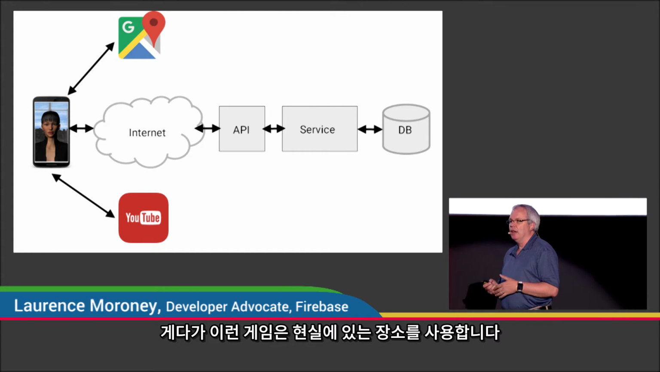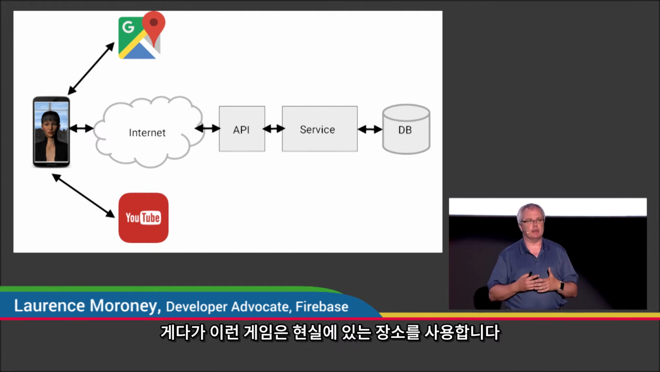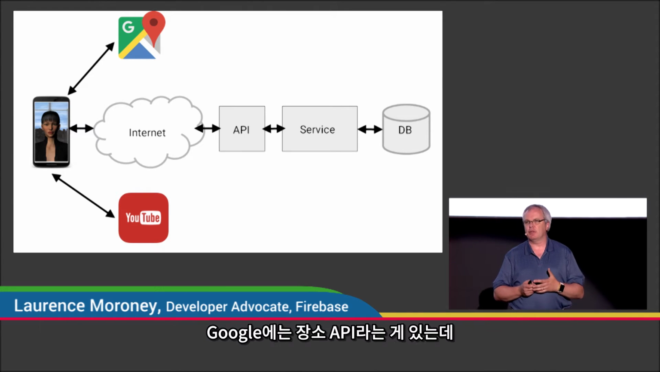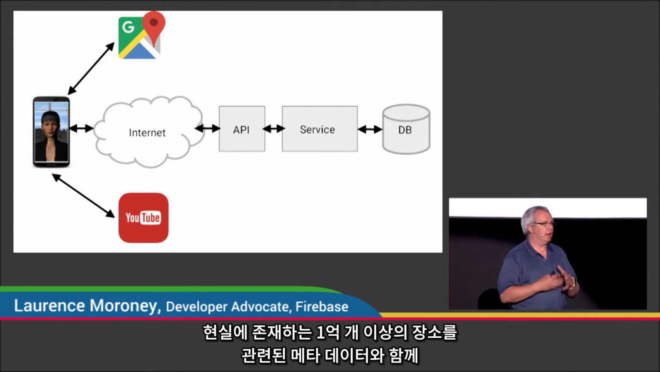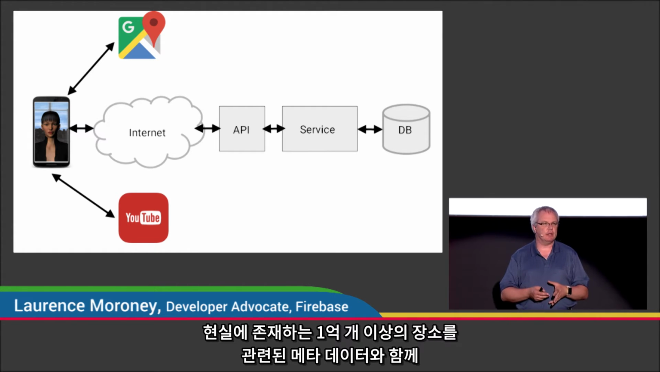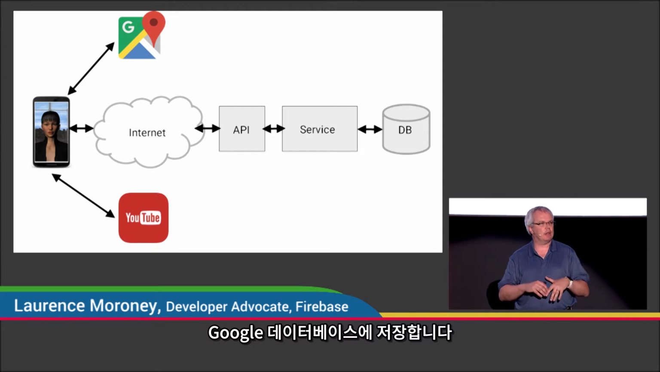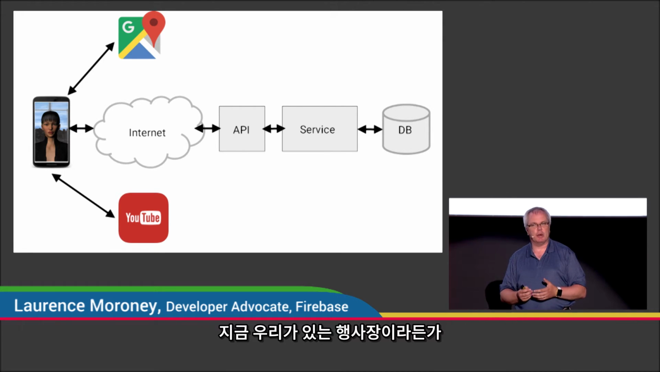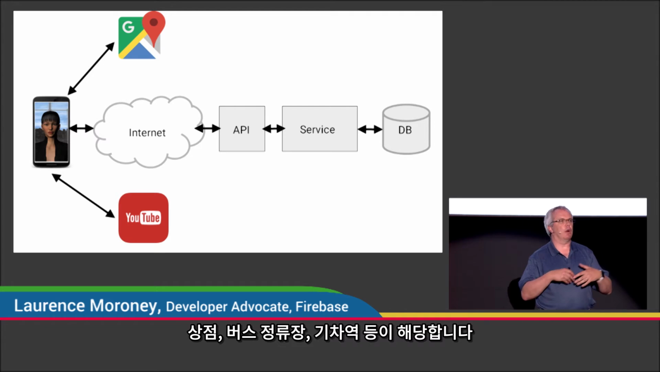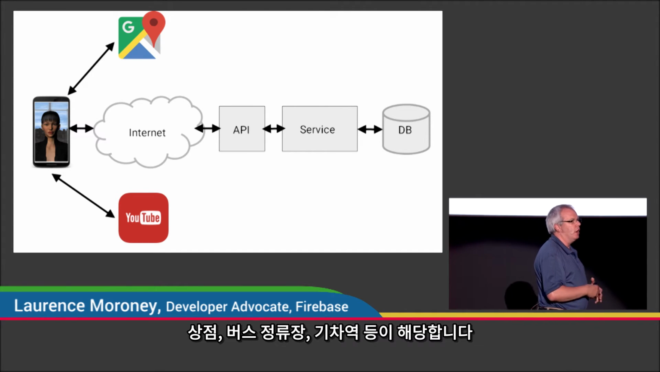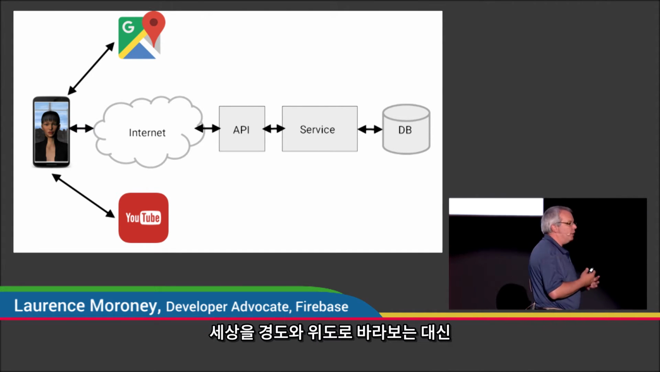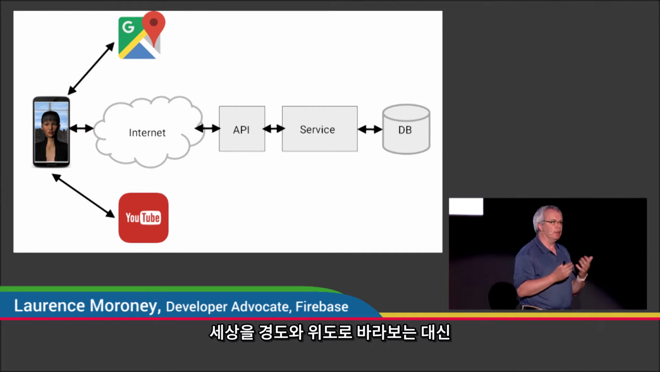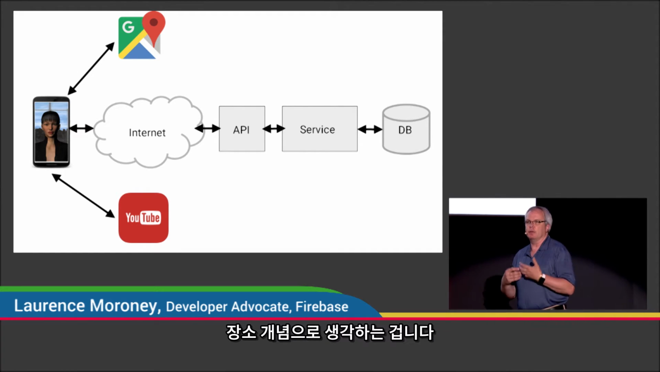In addition to that, for a game such as this one, I said it uses real-world locations. So Google have something called the Places API, where the idea behind the Places API is that over 100 million real-world places are stored in a Google database along with metadata about those places. Now, those places are the typical places of interest, such as the location that we're in right now, or shops, or bus stops, or train stations, or those kind of things. So instead of you needing to think about the world in terms of latitude and longitude, you can think about the world in terms of places.